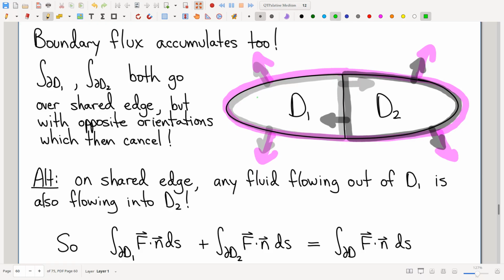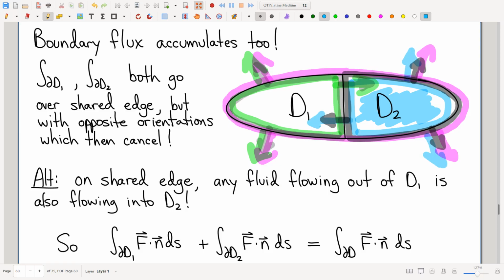Okay, so let's look at the left part. The outward oriented boundary flux there would be like so. Now let's look at the right part. For the right part, the outward-oriented boundary flux would be like so. All right, so here we have the hull, and we have the individual parts. Is the whole the sum of the parts?